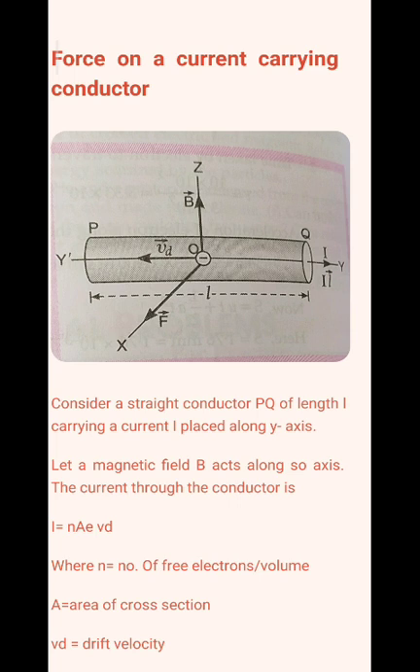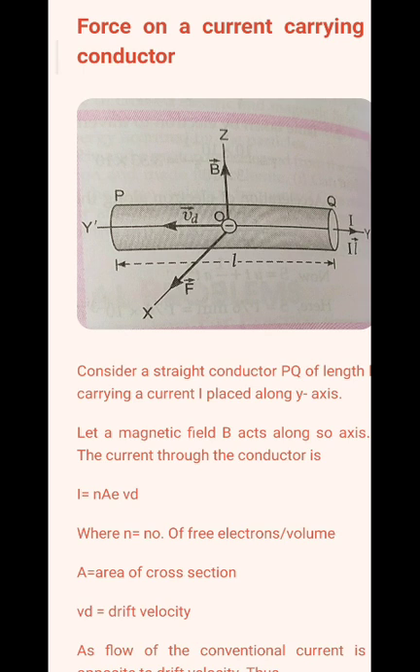So when current flows, charge moves. When that current-carrying conductor is put in a magnetic field, it will experience a Lorentz magnetic force. We will find the expression for that force. Consider a straight conductor PQ of length L carrying a current I, placed along the y-axis. Let the magnetic field act along the z-axis.